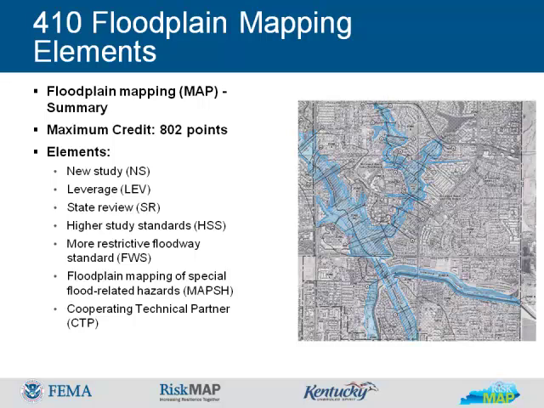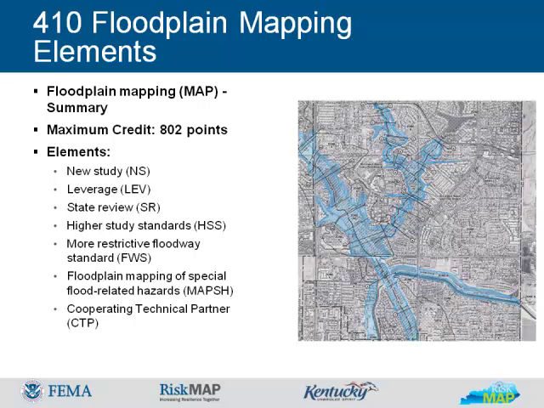More restrictive floodway standard points are available based on the allowable floodway surcharge used in the study. Many times, a floodway study prepared according to the minimum NFIP guidelines produces a floodway surcharge of less than 1 foot at some cross sections. The fact that the average floodway surcharge is less than 1 foot does not qualify the community for FWS credit.